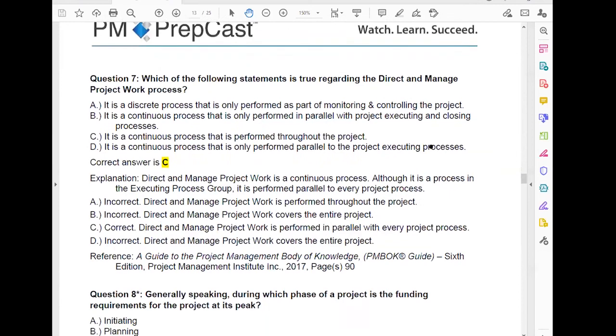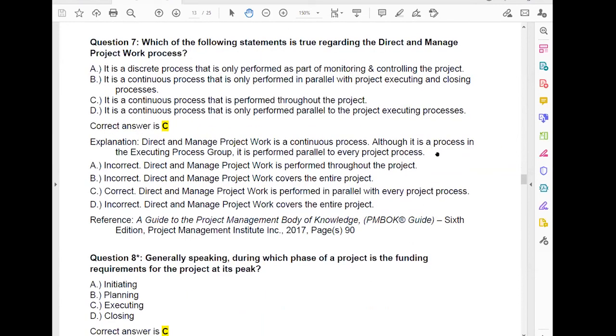No explanation needed. Number 7 is C. Direct money. Okay. It's continuous. It's an executing process too, right? It's just tricky. Yes, correct.